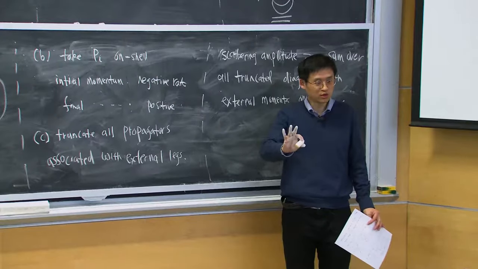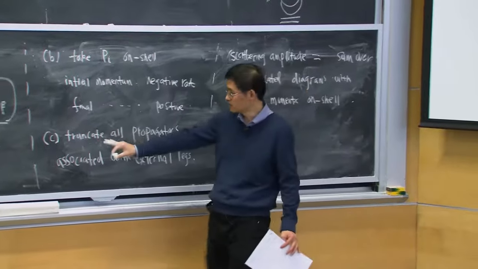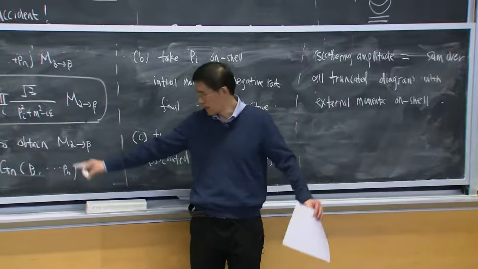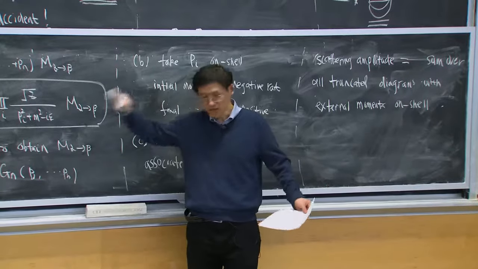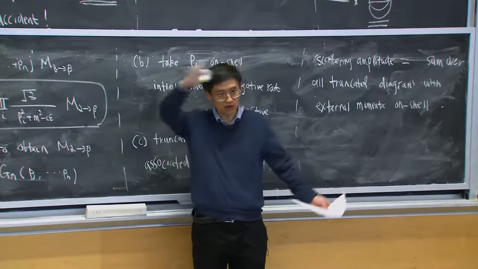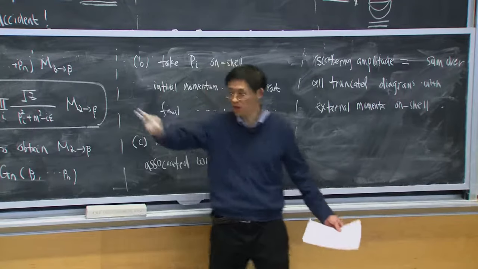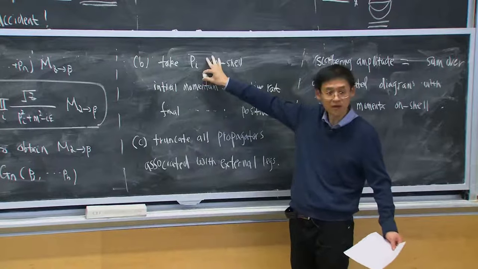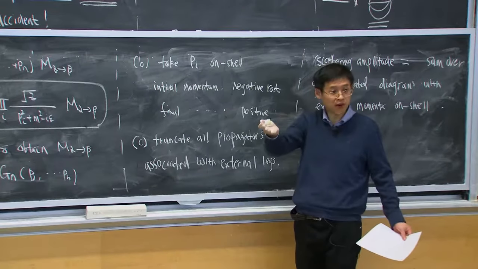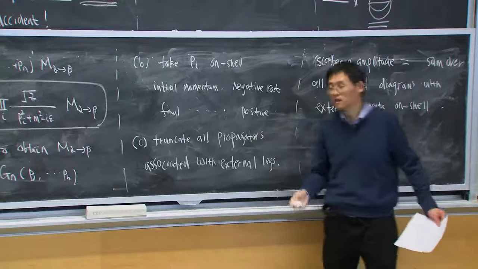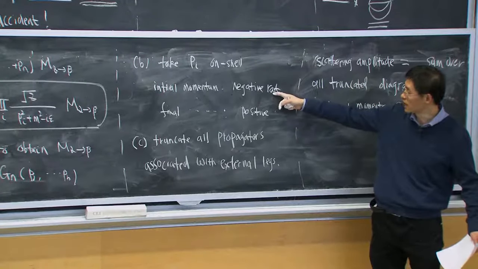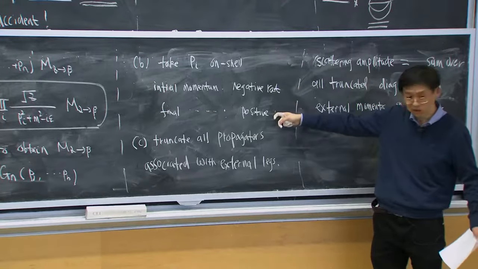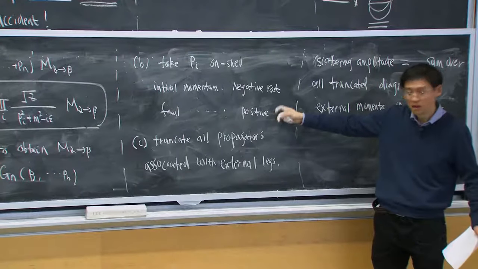Everything else is intuitive. You take this Green function, which contains essentially n external legs, and now you just imagine these n legs corresponding to initial and final particles, and then it's very reasonable we make them on shell, okay, because they are physical particles. And then the only thing which may be unintuitive is why for the initial momentum we need to take the negative root, but for the final momentum we need to take a positive root.